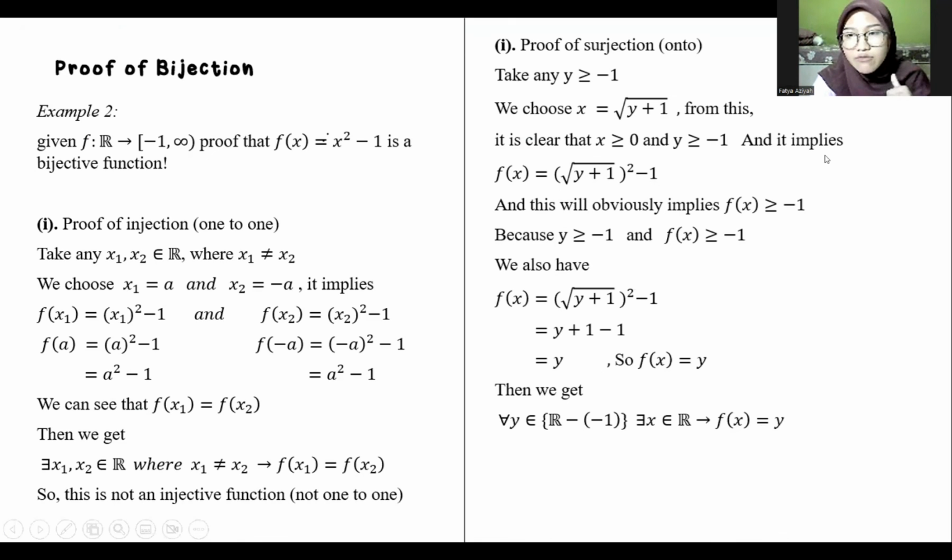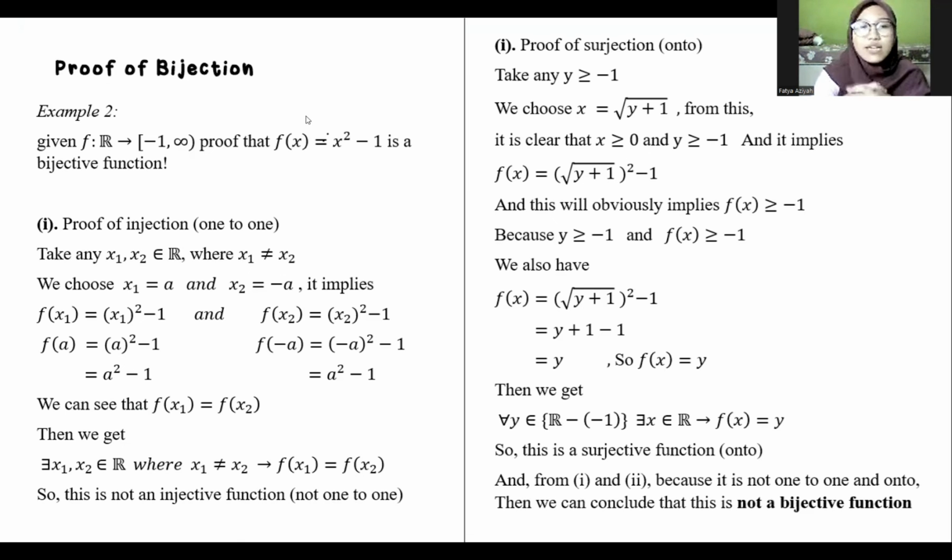Then we have f of x is equal to y. So we get the definition of a surjective function. We can conclude that this is a surjective function, or onto. From 1 and 2, because it is not one-to-one but it is onto, we can conclude that this is not a bijective function.